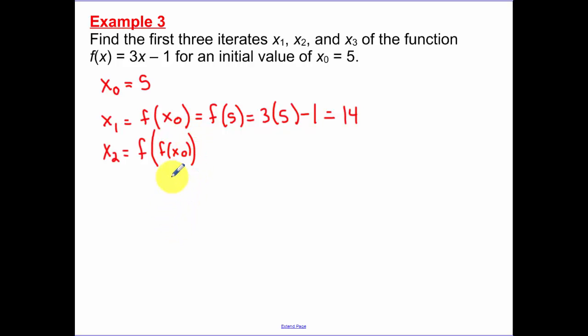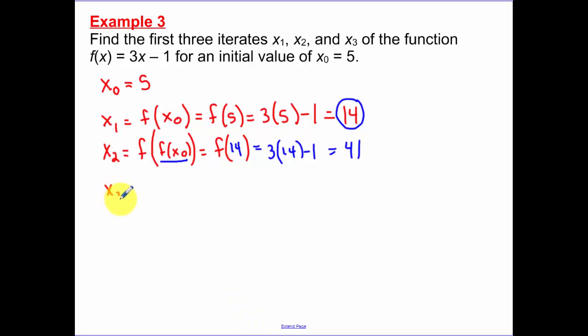Our second iterate is f of x sub 1. So I'm composing twice. Remember, x sub 1 was this answer up here. So all I'm really doing is finding f of what I found in the previous answer. So that's going to be equal to 3 times 14 minus 1. And that works out to be 41.